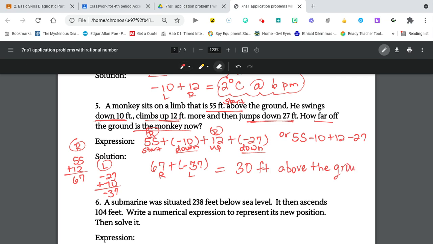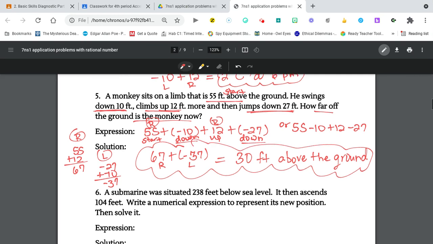I think I need to spell that correctly. Okay. And that's all you do. But you got to make sure you write the expressions for me, okay?